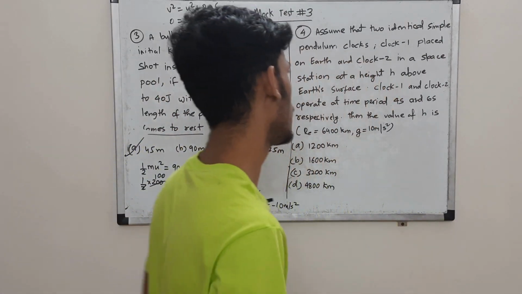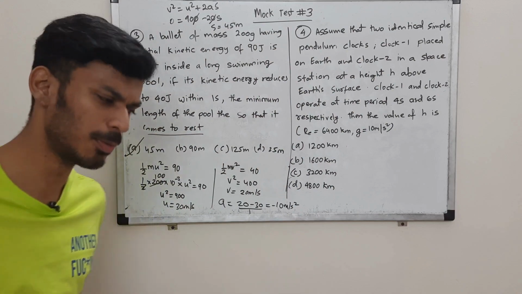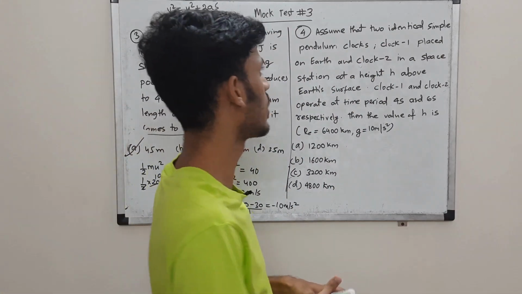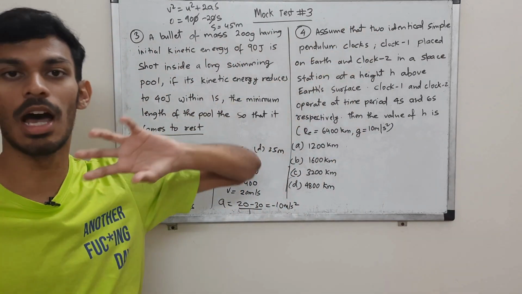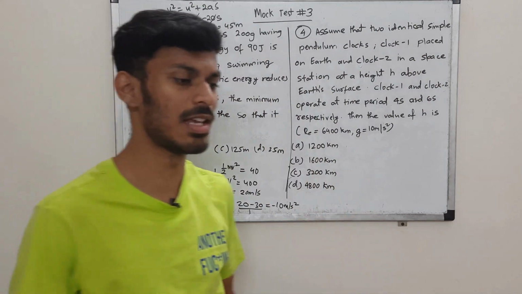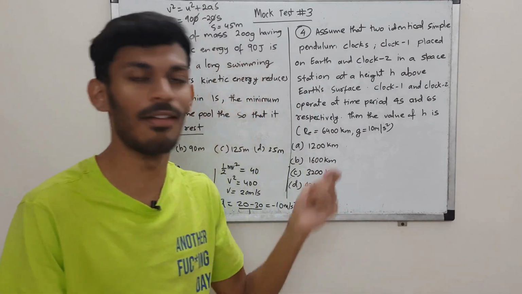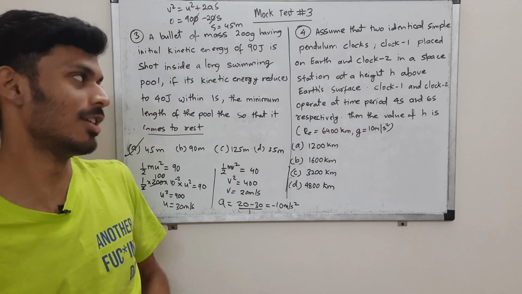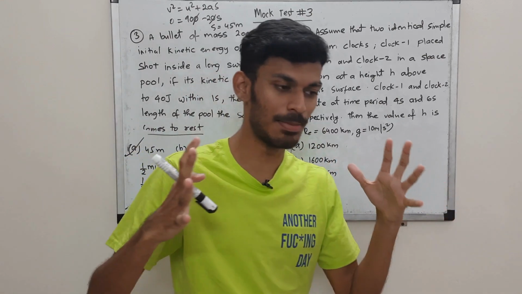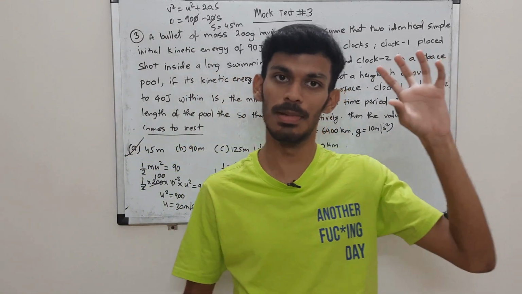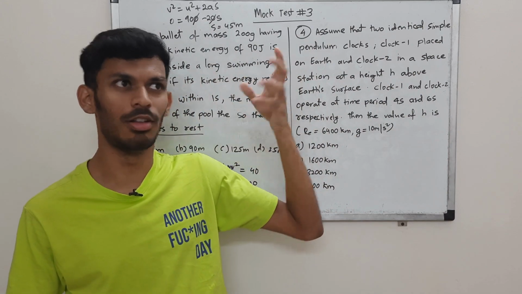Let's come to this one. Here we have two clocks based on the principle of simple pendulums. The two simple pendulums are identical, which means they have the same mass, although that does not matter. They have the same string length, that matters. Clock 1 is placed on Earth and clock 2 is placed on a space station.